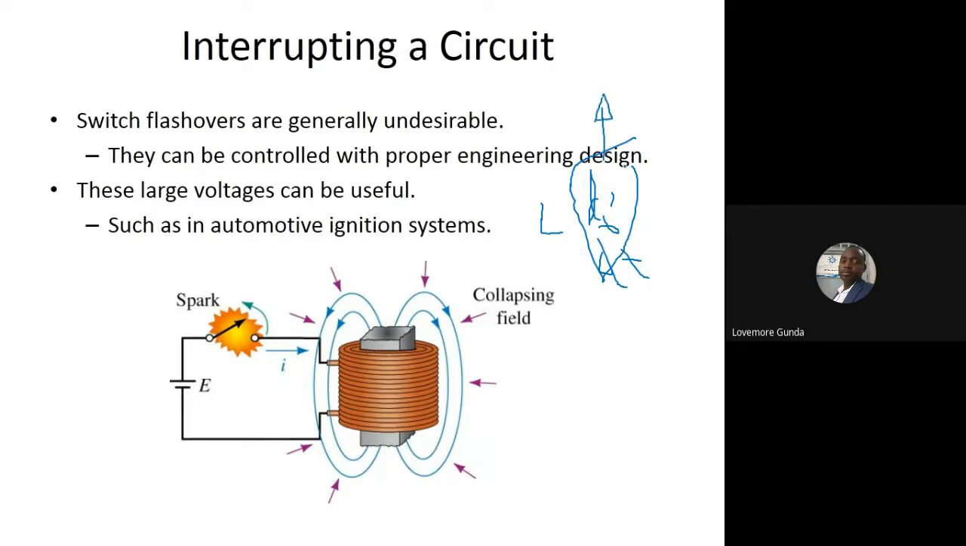Okay. So switch flashovers are general and undesirable. They can be controlled with proper engineering design. These large voltages can also be useful. Such an example is the automotive ignition system. When people talk about the coil in the ignition, they are just talking about an inductor. In simple terms, it's just a controlled spark that ignites our fuel, right?